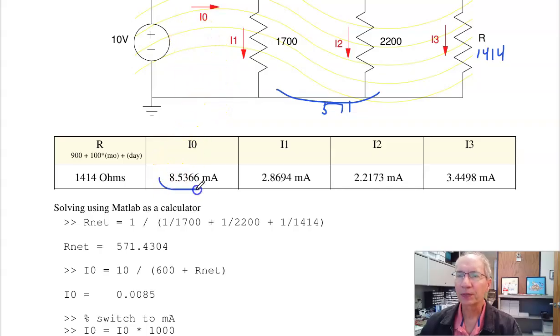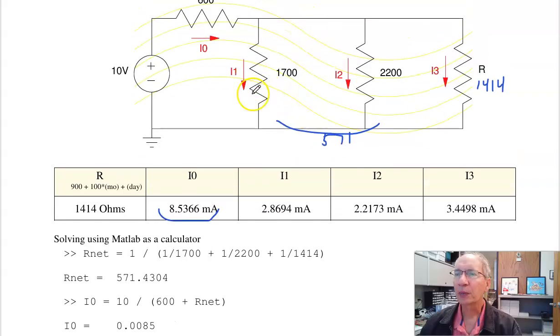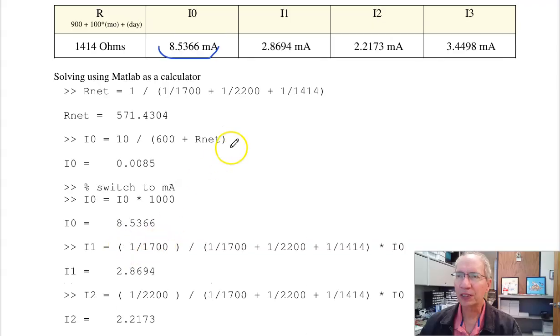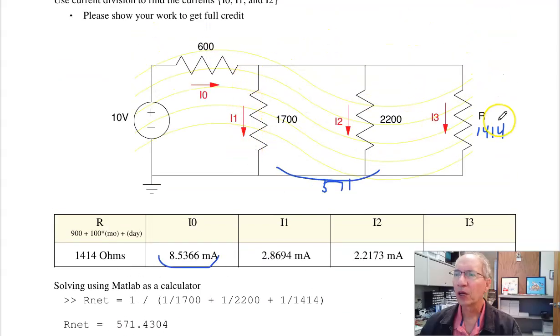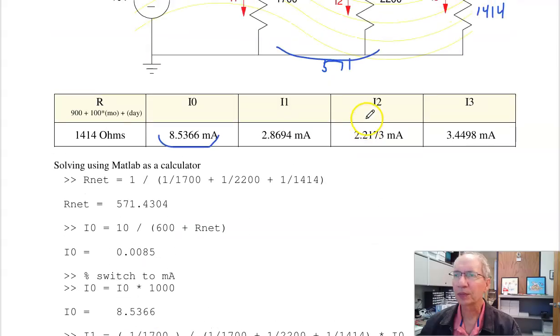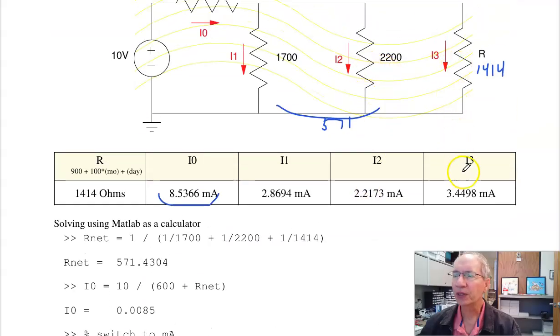So there's I0. I can find I1 then by using current division. It's 1 over the impedance that I'm measuring, over the total admittance. So admittance 1 over admittance 2, 3, and 4. That percentage of I0 gives you I1, which is 2.8 milliamps. Repeating for I2, 2.2 milliamps. Repeat for I3, 3.4 milliamps. And these should add up to 8.5 milliamps if you did it right. That's current division.